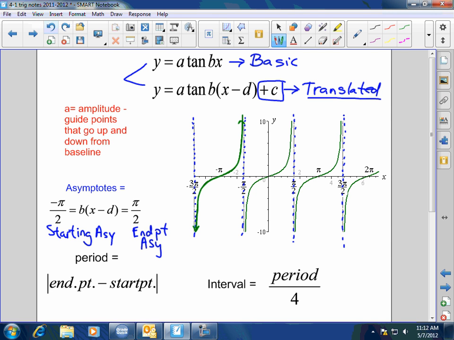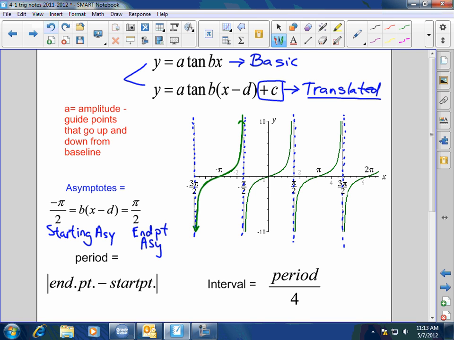Once you have the starting and ending point, now you can find your period. Your period is going to be the end point minus the starting point. That is an absolute value. It will be a positive. The period is a distance, so it is a positive. Okay? Once you have your period, you divide that by 4, just like we've done before, and you find your intervals. Go ahead and write this down, please.